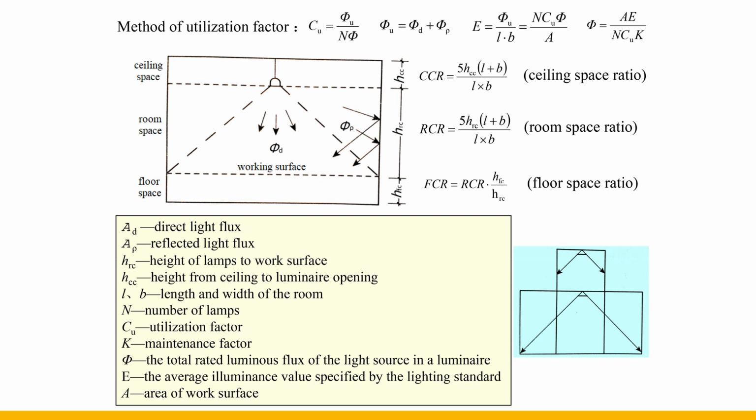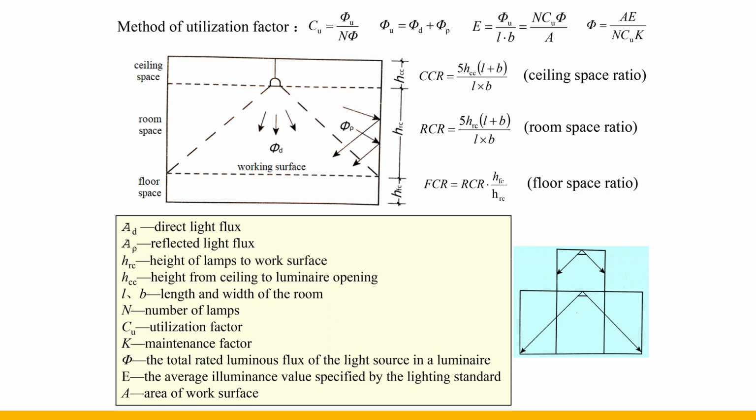As can be seen from the big picture above, the indoor luminous flux distribution is divided into three spaces by the installation height line of the lamps and the working surface. From top to bottom are the ceiling space, the room space, and the floor space. The reflectivity of each space is represented by the ceiling space ratio CCR, the room space ratio RCR, and the floor space ratio FCR. Then the average illuminance E on the working surface is equal to the effective luminous flux divided by the working surface area.